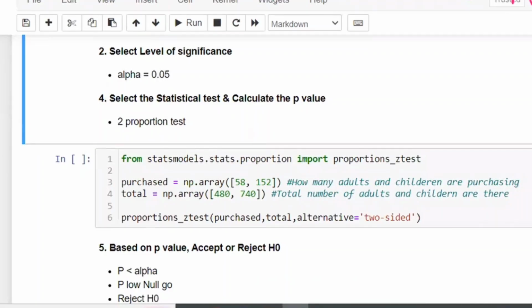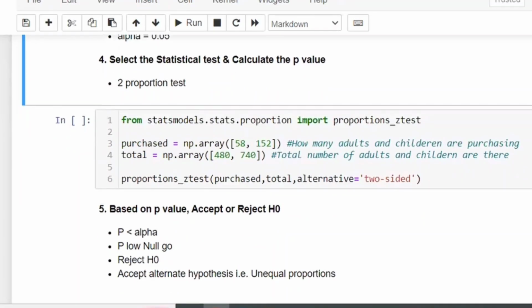Earlier, all the tests were available in SciPy, but this two proportion test is not available in the SciPy library. You can get the two proportion test only from statsmodels. So from statsmodels.stats.proportion, import proportions_ztest. This is the two proportion test. The first proportion is 58 out of 480, and the second is 152 out of 740.